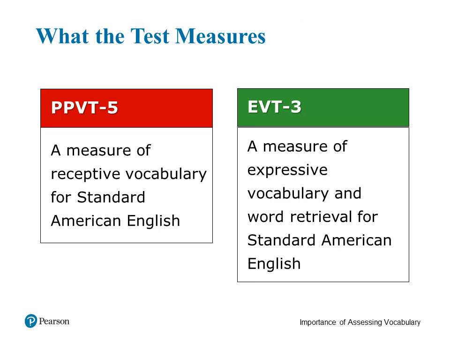So what do these two tests measure? The PPVT-5 is a measure of receptive vocabulary for standard American English. The EVT-3 is a measure of expressive vocabulary and word retrieval for standard American English. Both are qualification level B products.